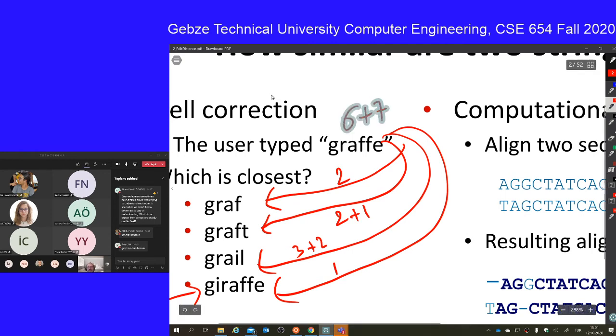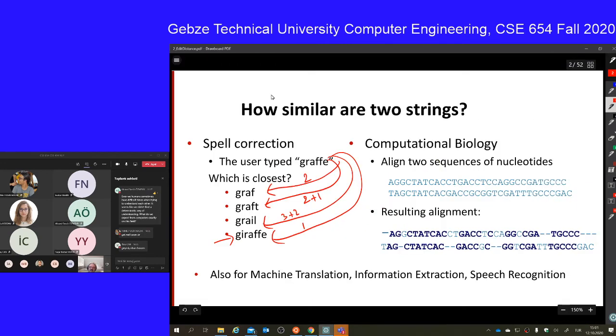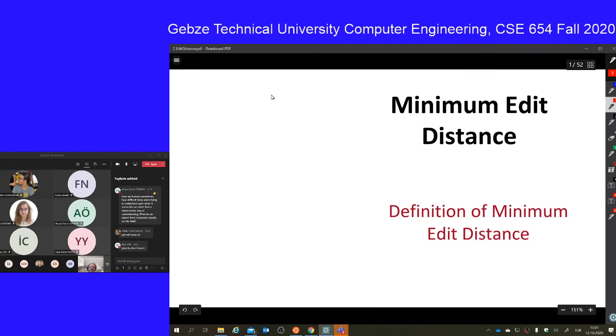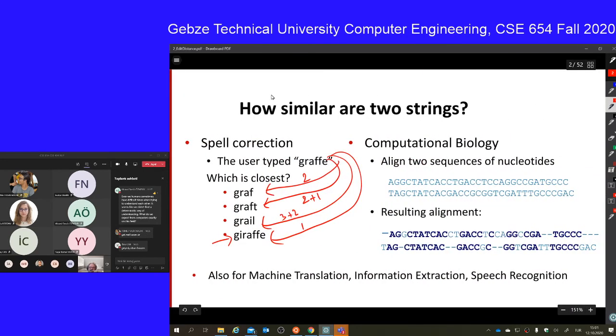So I am trying to find the minimum edit distance. Minimum edit distance. That's the title of the chapter. It turns out that this problem is not specific to natural language processing or word processing. It is used in many other places, for example, computational biology people.